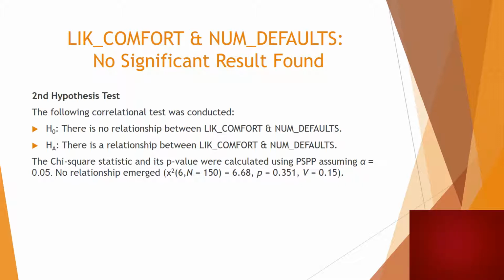In fact, we found really the same relationship that we found on the first hypothesis test that we conducted. Same values. We ended up with another V value of 0.15.